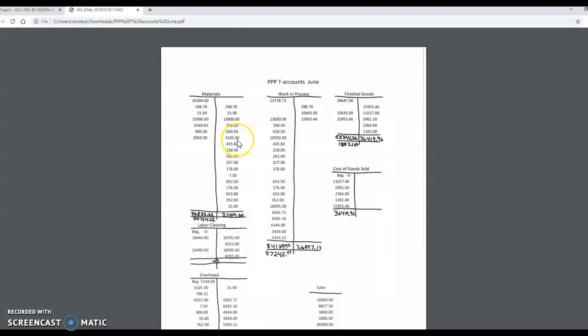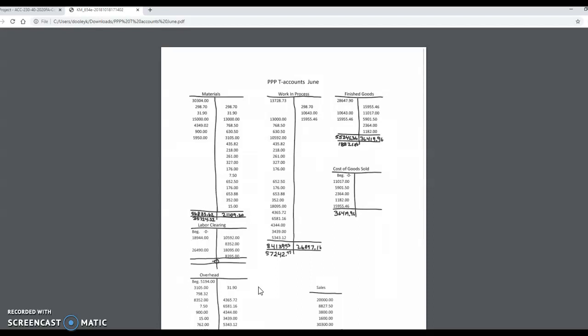Then we had the indirect materials, which are also coming out of the material storeroom, the 3105. But notice they're not in work in process because they're indirect materials. They are down here in the overhead, 3105. So now I've put my debits and credits onto my T accounts.